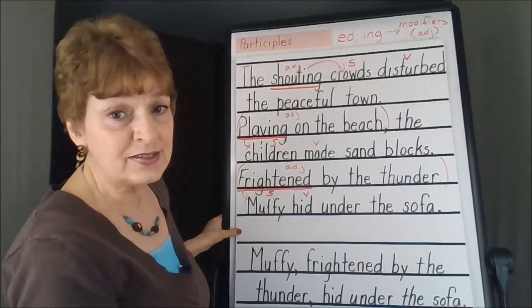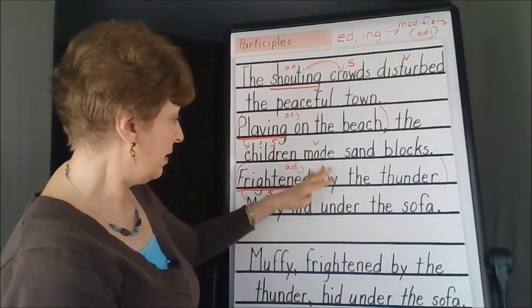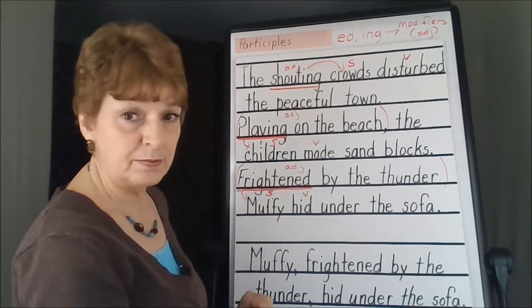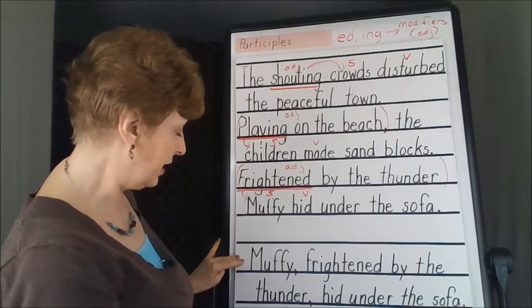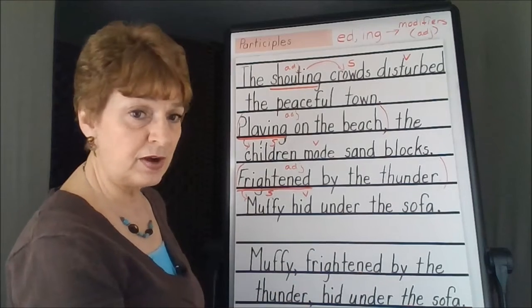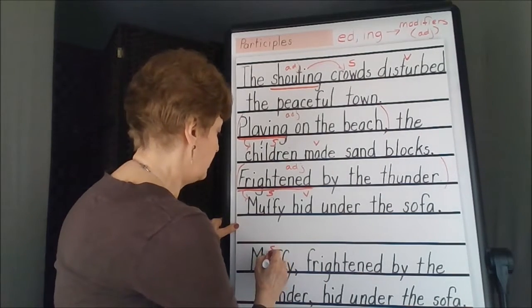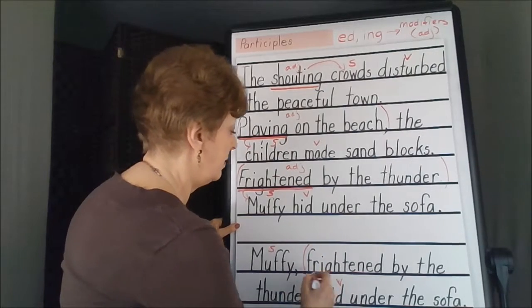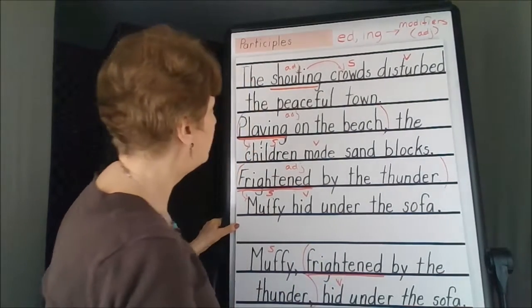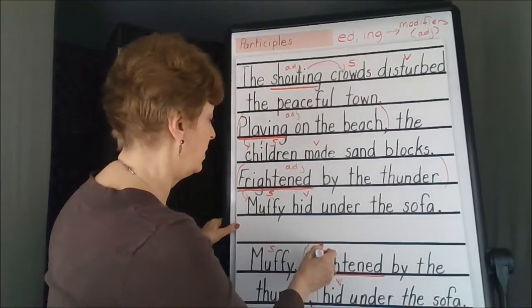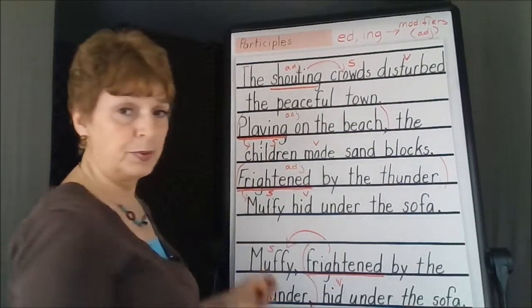Since we're doing sentence variations, if we switched some of the words around in this thought here about frightened Muffy, we could come up with Muffy, frightened by the thunder, hid under the sofa. Subject, verb. And this participle, this past participle, the phrase itself modifies Muffy again.